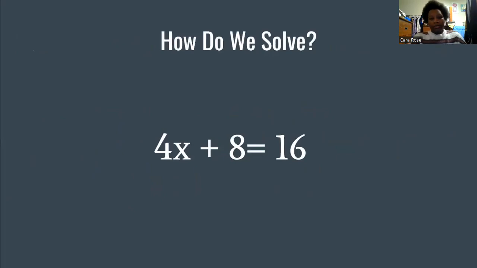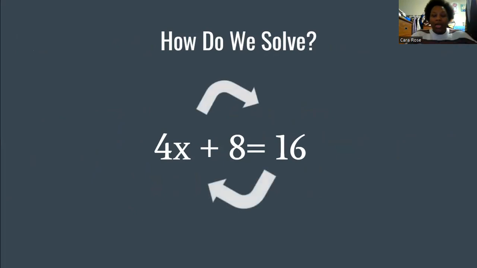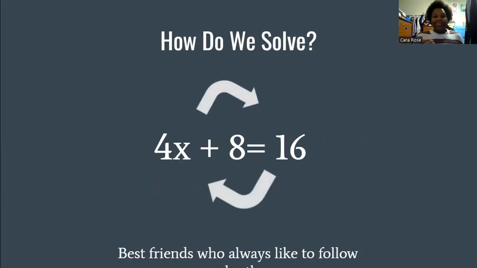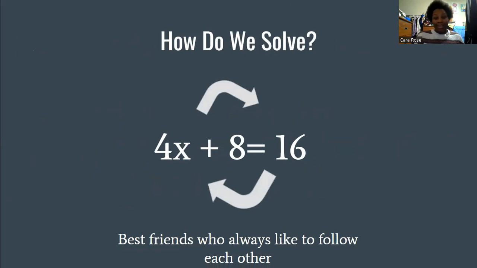So how would we solve this? As we said before, you're going to move the unknown variable to one side and move everything else to the other side. And basically, whatever you do to one side of the equation, you're going to do to the other. Think of it like the sides of the equation are two best friends who would always follow each other. So if one of the sides wants to minus 8, you're going to minus 8 on the other side, just to make sure everything's balanced out. And remember that these are two sides of the equation that want to follow each other in life.